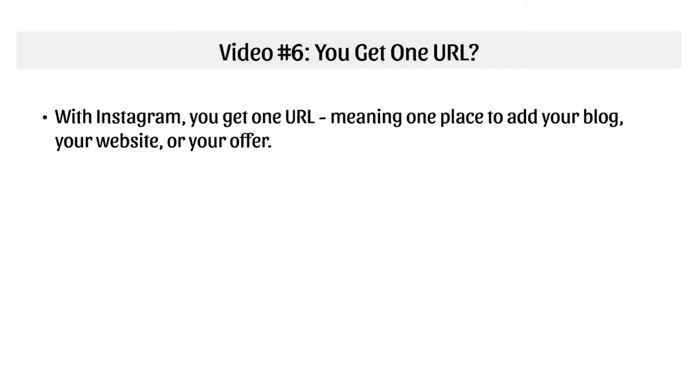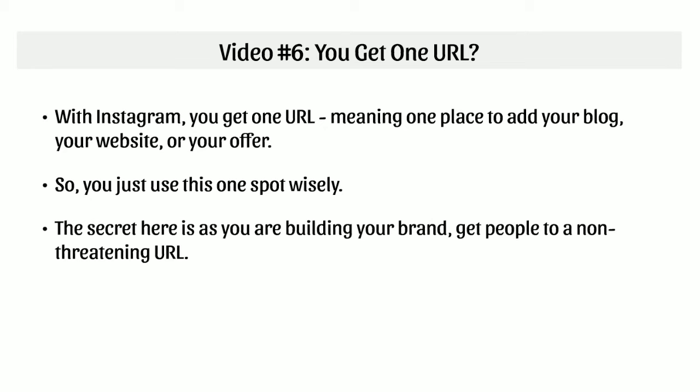All right, so with Instagram, like I said, you've got to choose one spot wisely. Now, the secret here is because you're trying to build your brand and your lifestyle, the ideal place to direct them to is just your website, which could be your WordPress site. And then on your WordPress site, you have your blog, your website, and your offers all on that particular site.